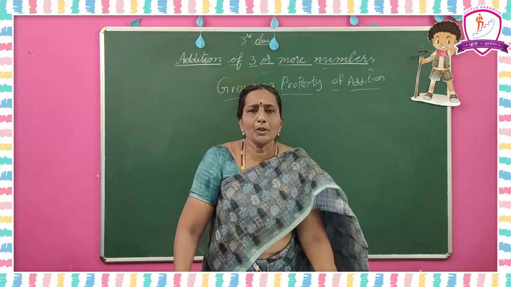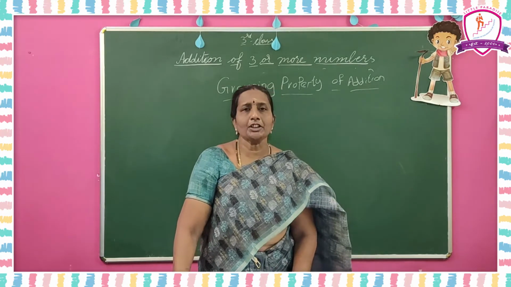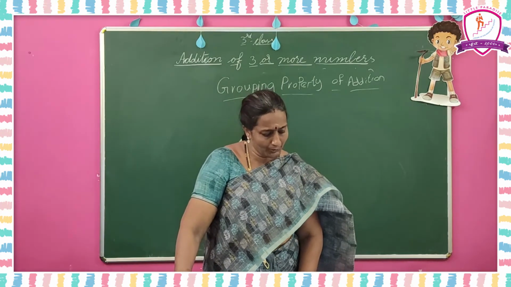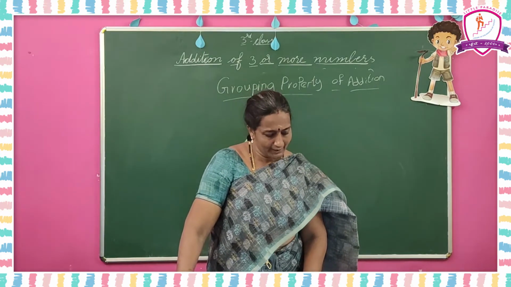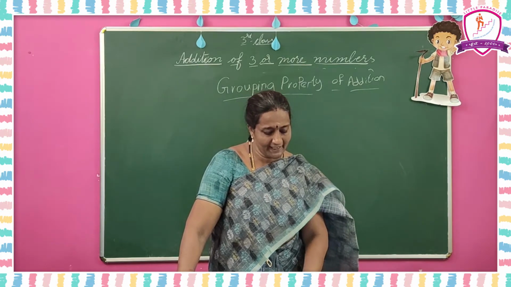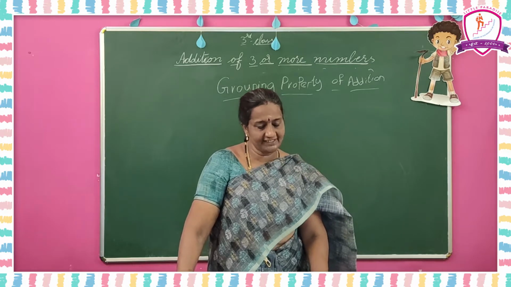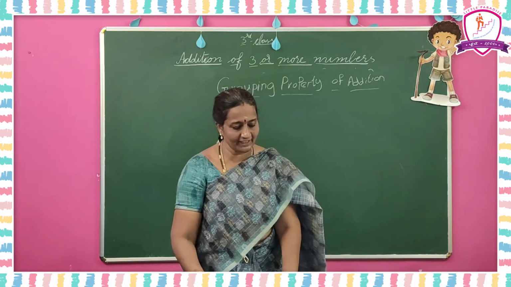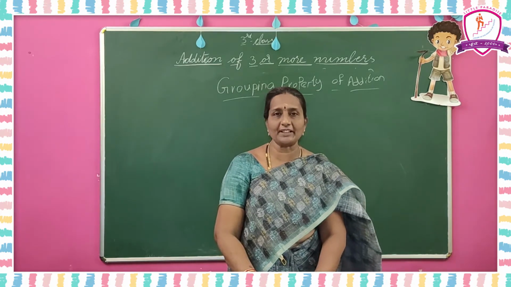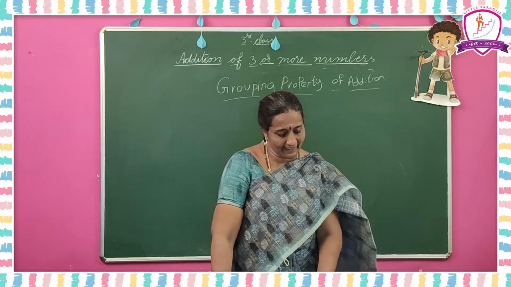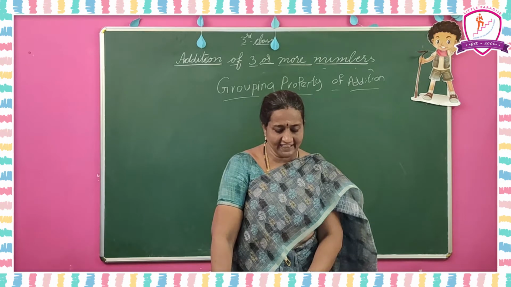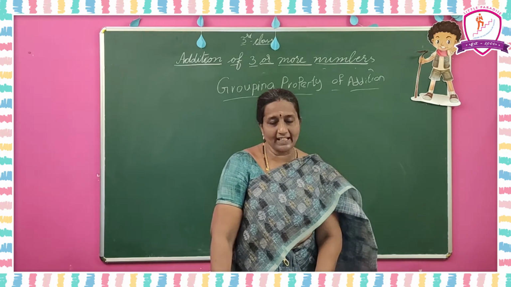Children, now we have to discuss about grouping property of addition. While adding 3 or more numbers, the numbers can be grouped in any way, the sum remains the same. Once again I read this property. Open your course book page number 32. There is grouping property of addition. While adding 3 or more numbers, the numbers can be grouped in any way. The sum remains the same.